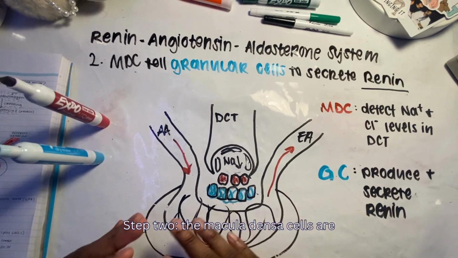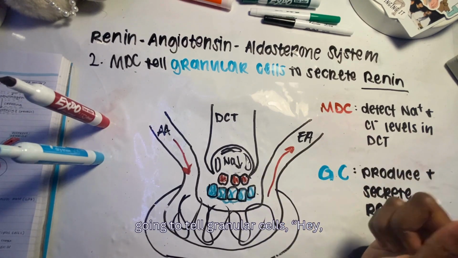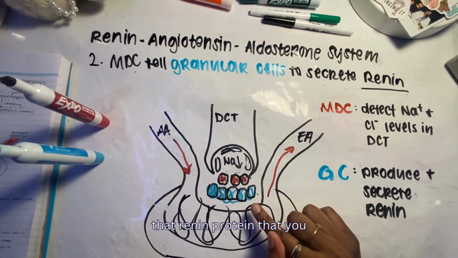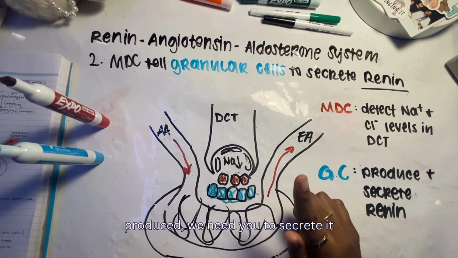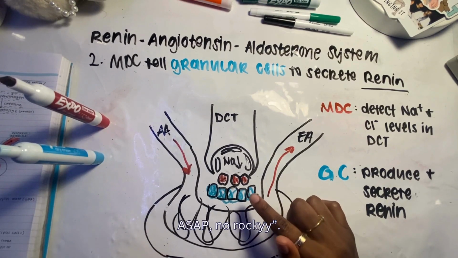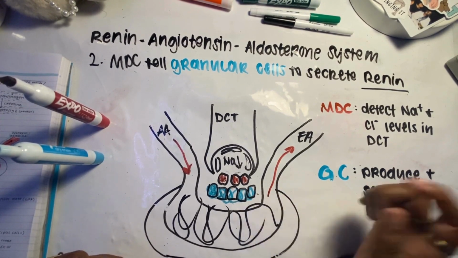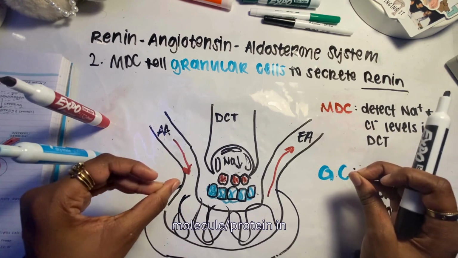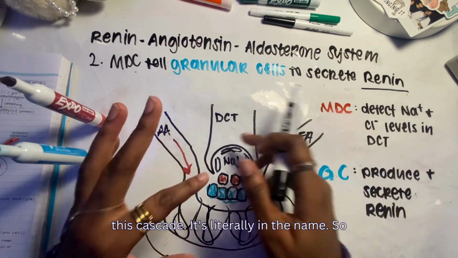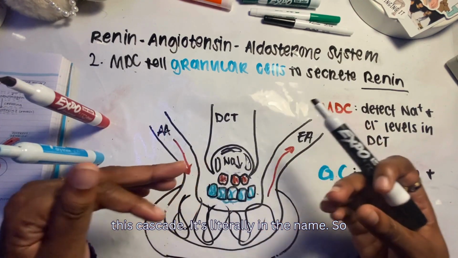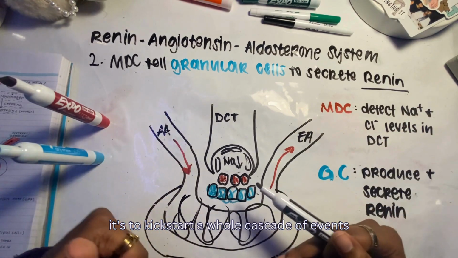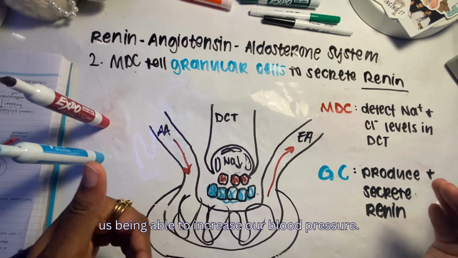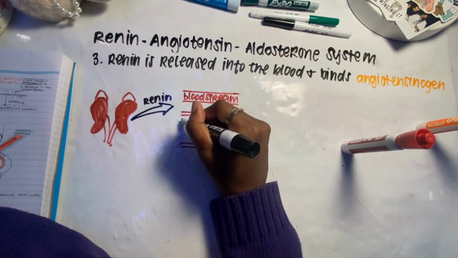Step 2, the macula densa cells are going to tell granular cells, hey, that renin protein that you produced, we need you to secrete it ASAP. Renin is a very important protein in this cascade. It's literally in the name. It's going to kickstart a whole cascade of events that will eventually lead to us being able to increase our blood pressure.